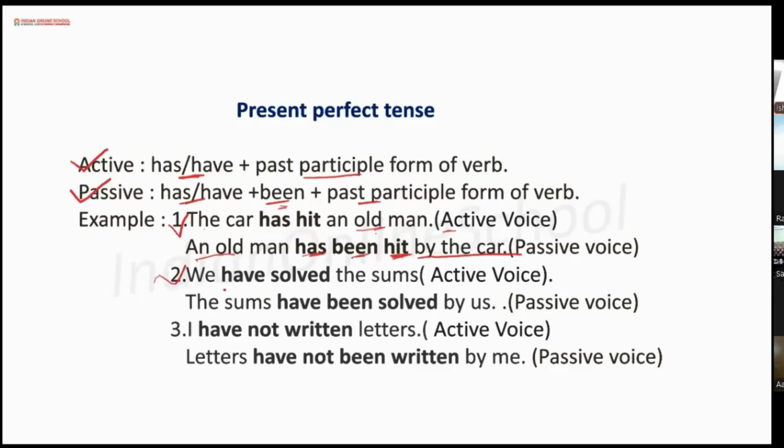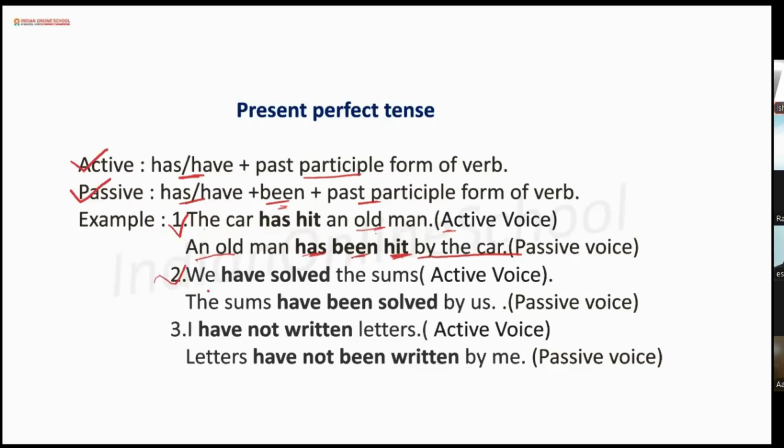Ishil, please read the second example for me. Yes, ma'am. We have solved the sums. Active voice. So which one is the subject here? The sums have been solved by us. Passive voice.